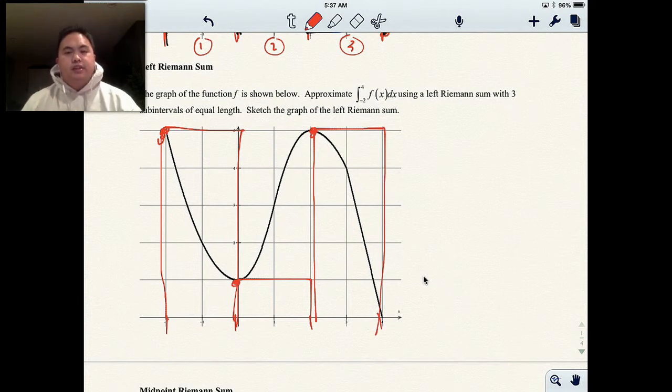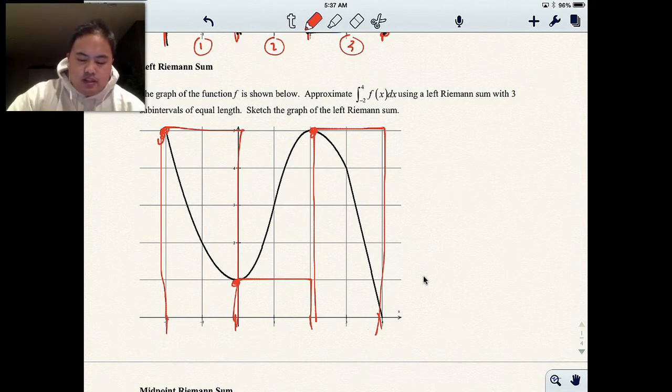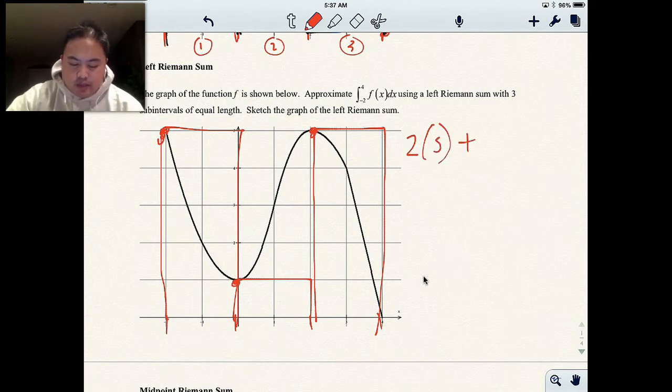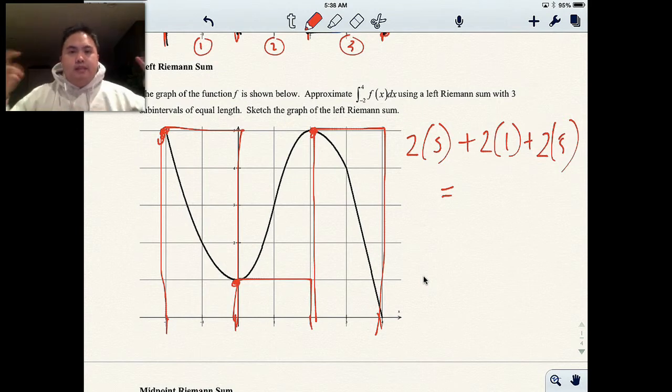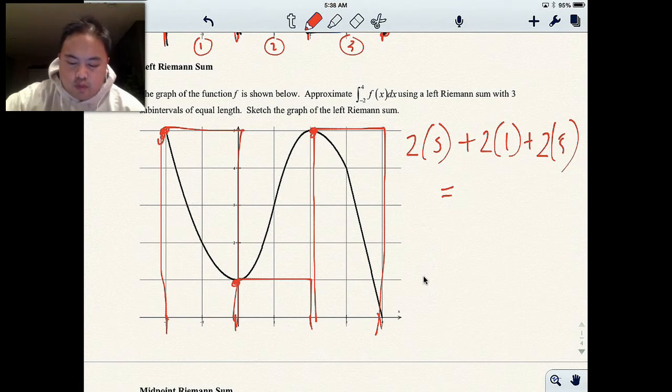And hopefully we have a better estimation than the last one. Again, the formula is the base times height plus base times height plus base times height. So I have a base of 2. In the very first one, I have a height of 5. Plus, my second rectangle has a base of 2 and a height of 1, plus a base of 2, and again I have a height of 5. So this particular problem, I have an estimated area on the curve of 10 plus 2 plus 10 of 22.